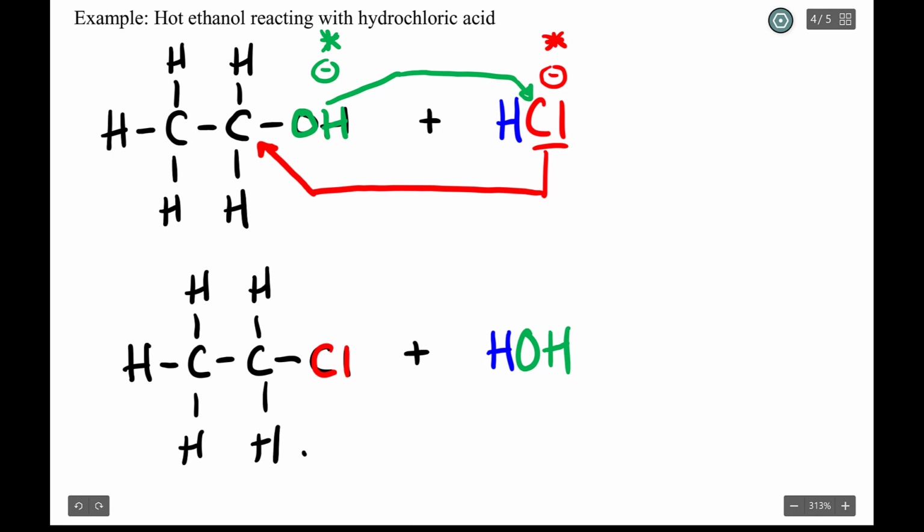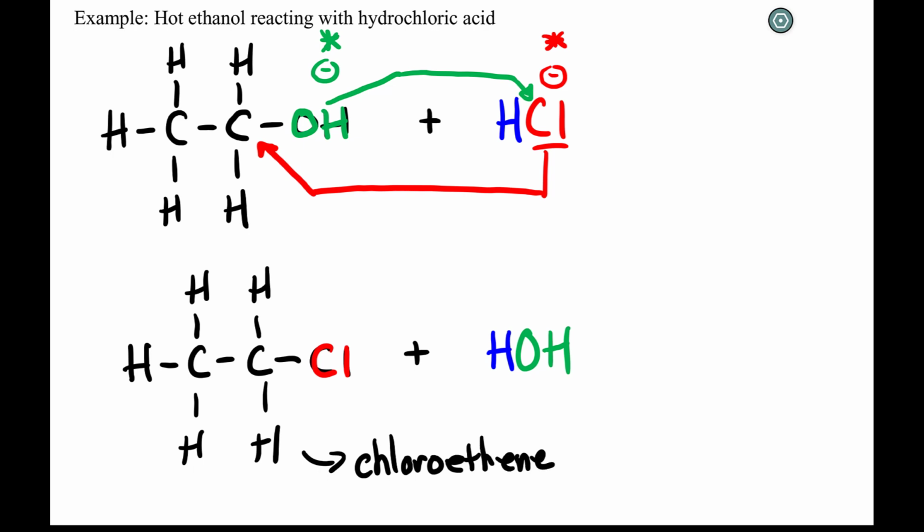Let's name this product. This would be chloroethene. And I'm not going to say 1-chloroethene. I could, but the assumption here is going to be that the functional group is going to be on that first carbon. So chloroethene or 1-chloroethene, and then of course water.